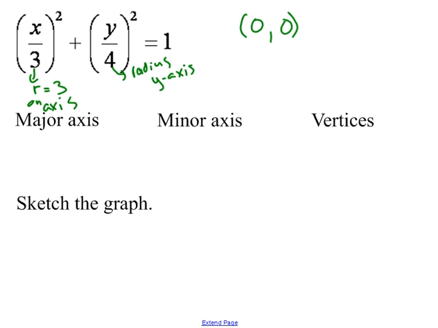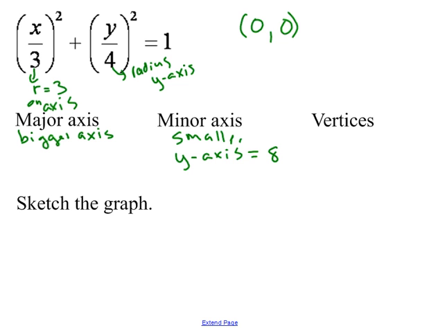Okay, we have a couple of vocab words, major axis and minor axis. The major axis is just the bigger one. And the minor axis is just the smaller one. So if your radius for your y is 4 and your radius for your x is 3, then your major axis is the y-axis, which is 8 units long because the radius is 4, so the whole axis would be 8.